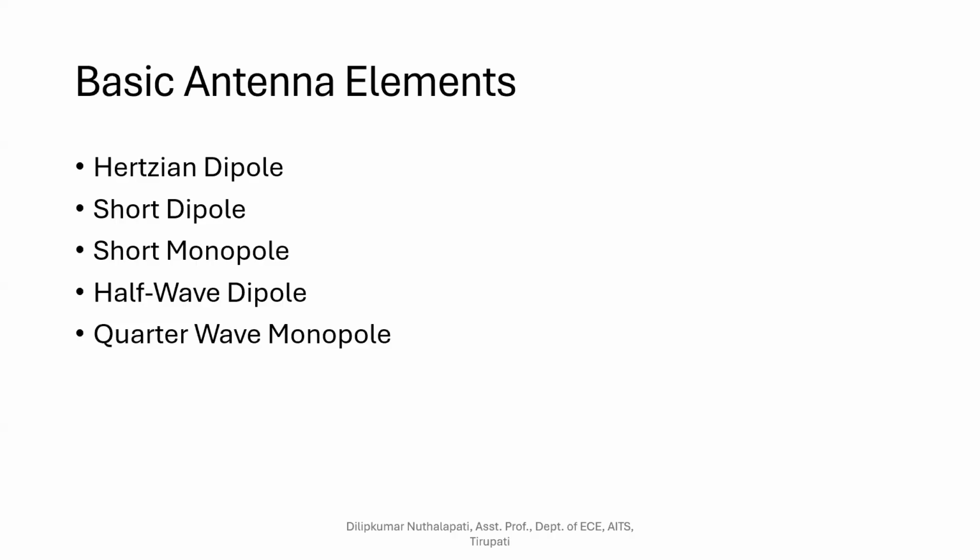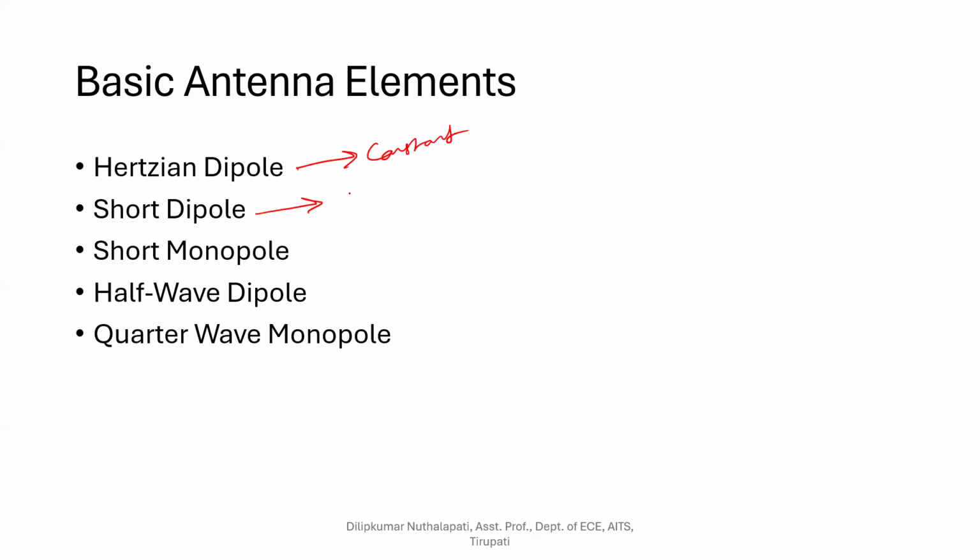Some are the basic antenna elements of thin wire antennas. Here on screen we can see the Hertzian dipole, short dipole, half wave dipole, and quarter wave monopole. The Hertzian dipole is a short linear antenna in which the current element along its length is assumed to be constant. The current is constant in the distribution of current inside the wire.